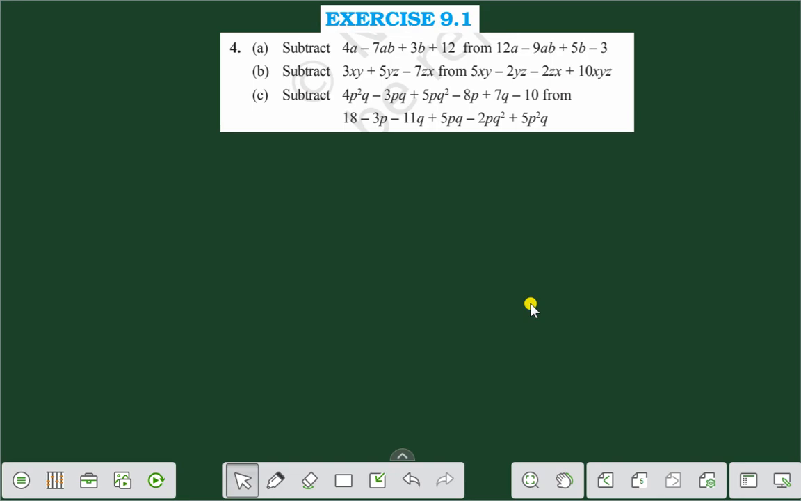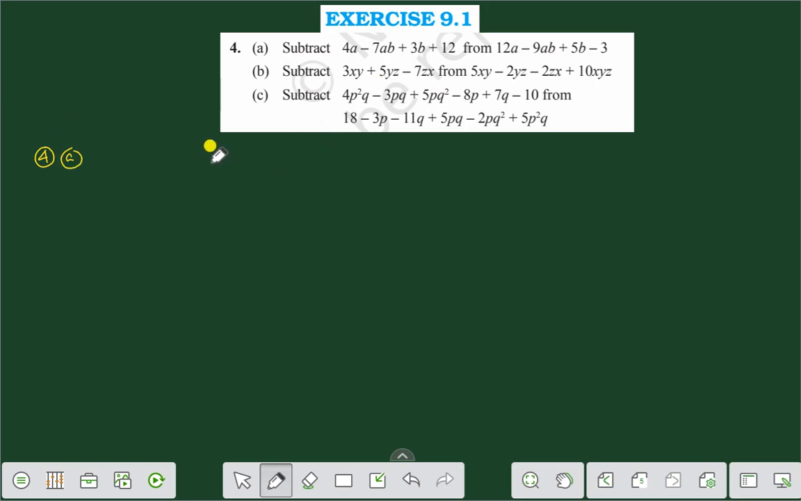Hello everyone, today I'll discuss exercise 9.1 question number 4. Question 4a: subtract 4a minus 7ab plus 3b plus 12 from 12a minus 9ab plus 5b minus 3. Let us solve. First we'll solve question number 4a.